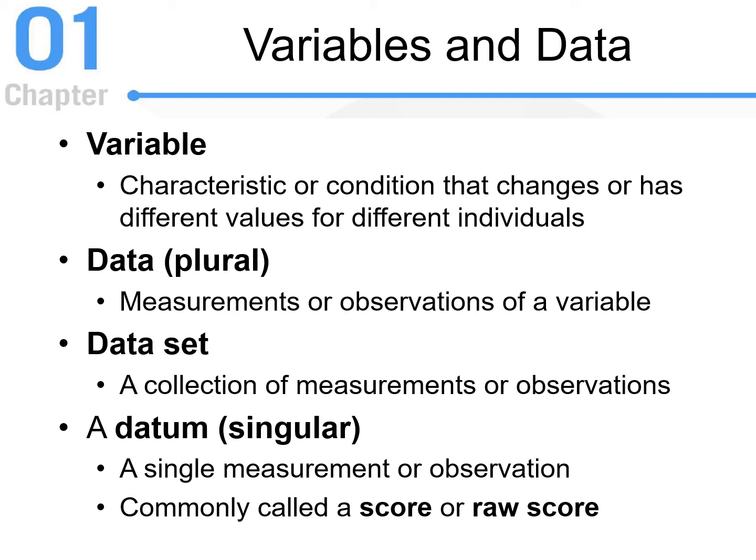And the last thing on the list is a datum, which is a singular data point. So it's a score. We generally call it a raw score. So it's one person's score on one variable. Generally, if you have a datum, you're not going to do analysis on it because you only have one data point. You need to have data, and preferably a data set, which is all variables and all measures, to actually do analysis on.